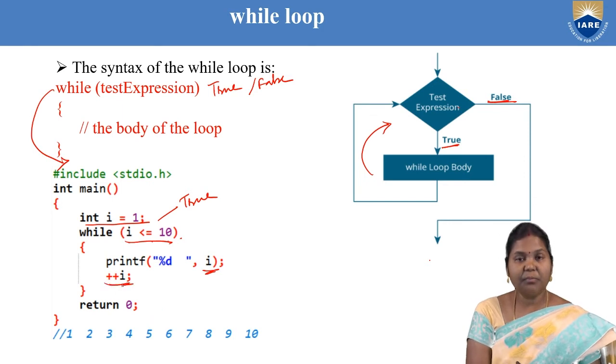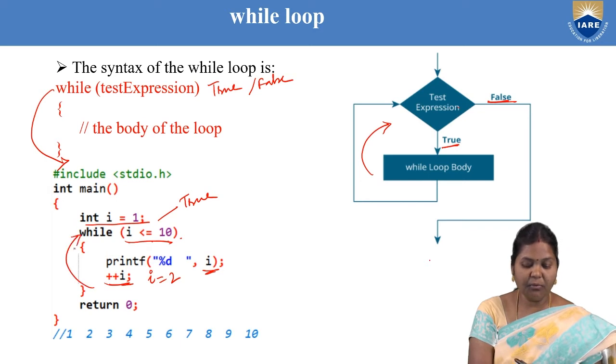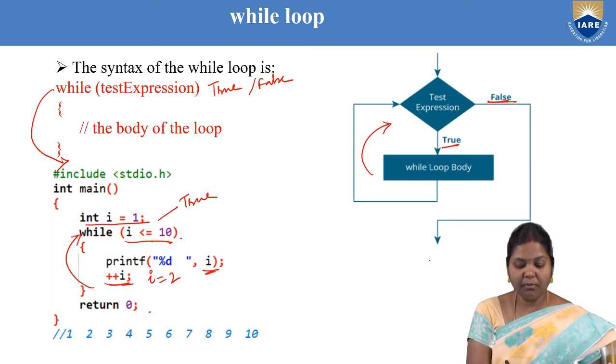And like for loop, there is no update statement also. So we have to update the value of I inside the loop itself. So now plus plus I, so I becomes 2. Then again we will continue the loop. 2 is less than equal to 10. Yes, it is true. Then print the value of I. So 2 will be printed. Then I is updated to 3.